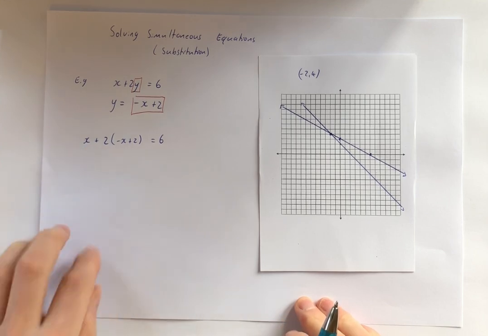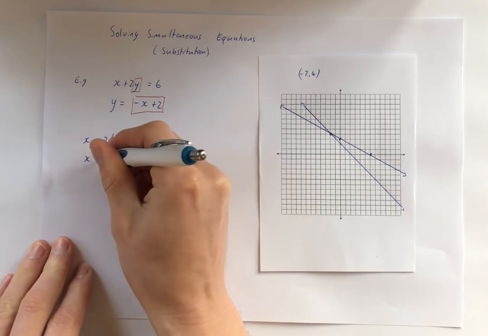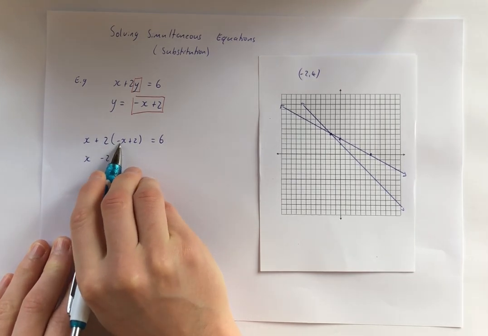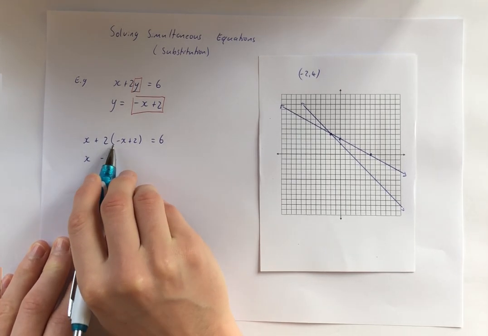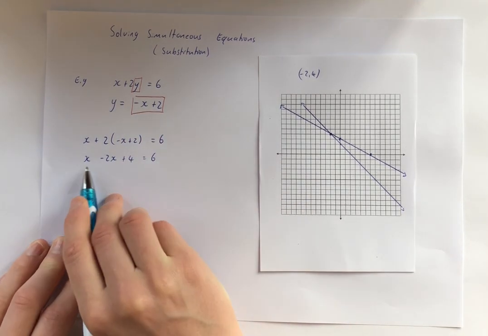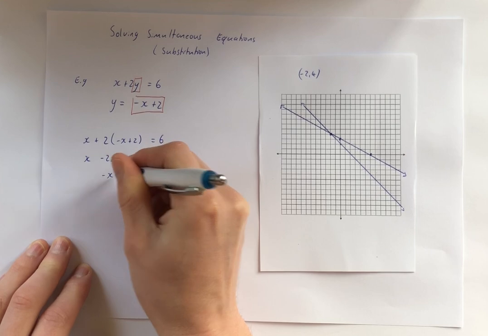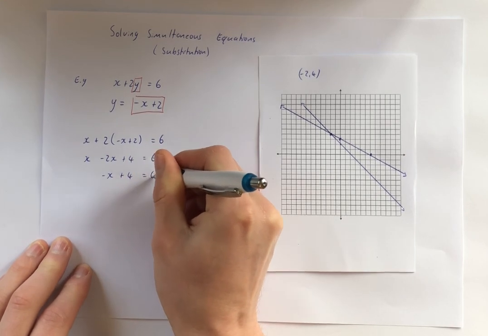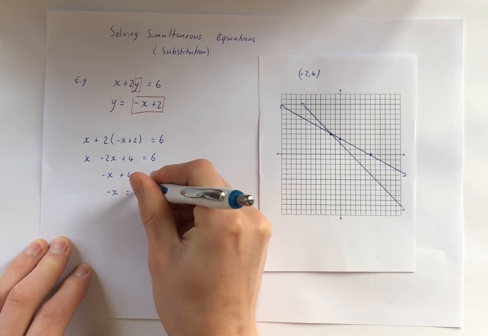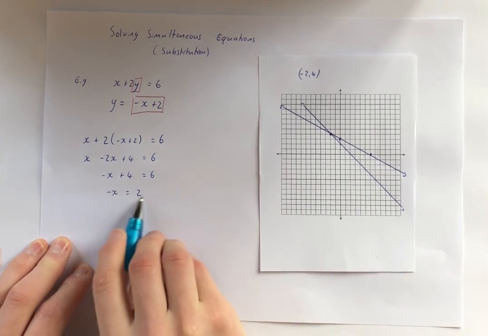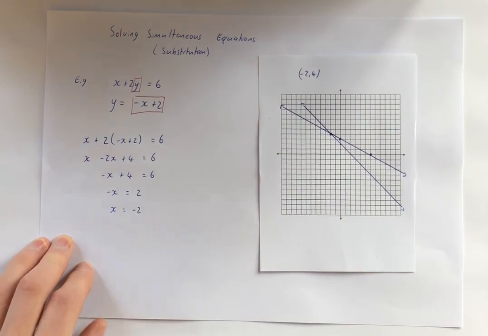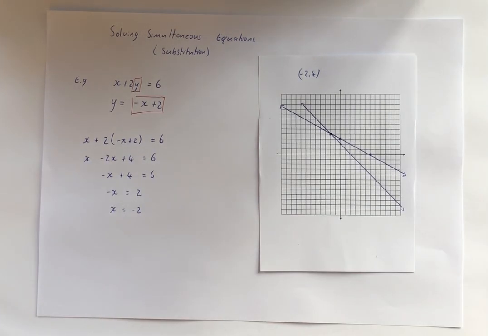Okay, we're going to have to expand. So x, and then we've got plus 2 times negative x, so minus 2x. Plus 2 times plus 2 is 4. Collect your like terms. Negative x plus 4 is 6. Might just subtract that 4. Negative x is 2. And because we've got a negative on both sides, we'll times both sides by negative 1. x is in fact negative 2.